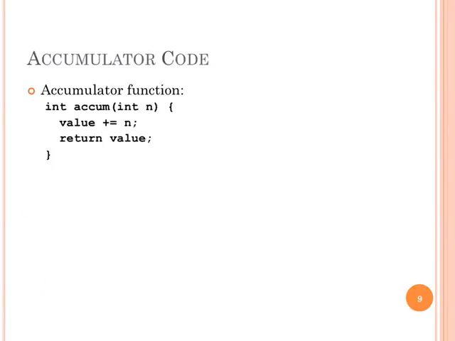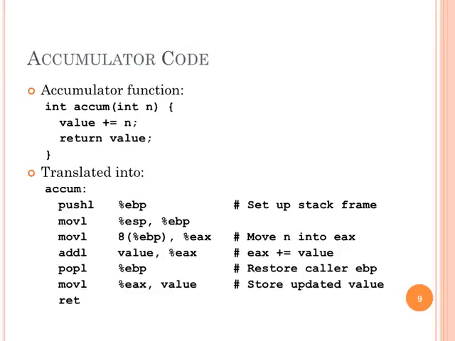Okay, let's see. So this was our accumulator function. How many arguments does it have? It has 1, right? And it accesses a global variable, and it returns a value. So we know that it's going to have an argument pushed on, cdecl and all that. It's going to have a value in EAX coming back, and we'll manipulate this global variable. So this is the code that's generated by the assembler. So notice we set up a stack frame, push EBP, and then move ESP into EBP. And then we get N off of the stack, so move 8(EBP) into EAX.